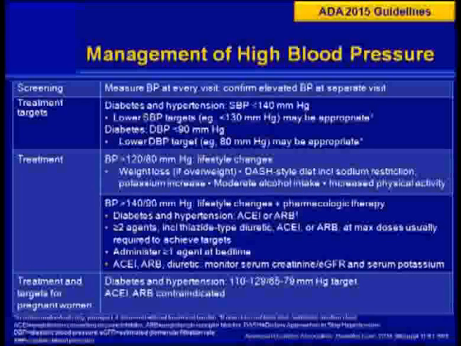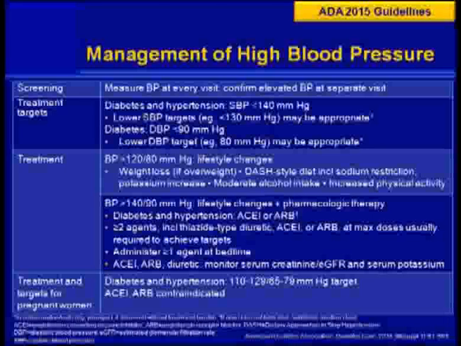Management of high blood pressure. In situations where there is dyslipidemia and diabetes, measure blood pressure at every visit and confirm elevated BP at a separate visit. Treatment targets in diabetes and hypertension: systolic BP preferably below 140, and lower systolic targets below 130 may be appropriate. There are a lot of debates going on with the JNC 8 recommendations. Diastolic may preferably be below 90, and lower diastolic below 80 may be desirable.